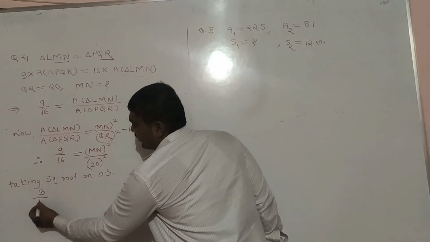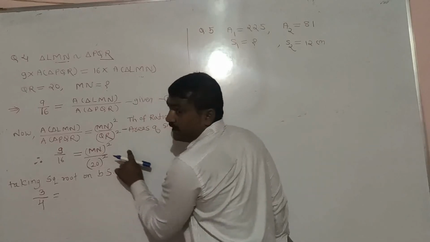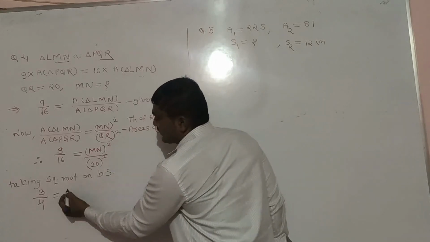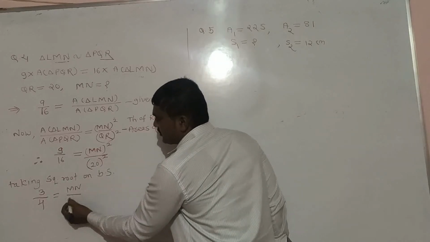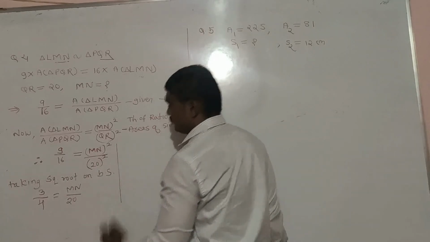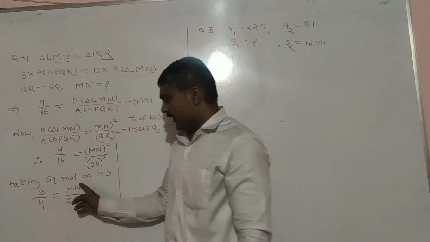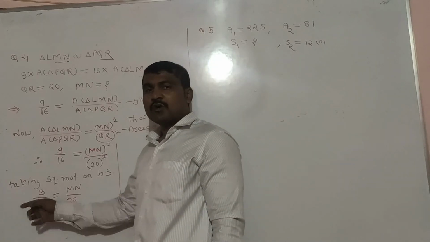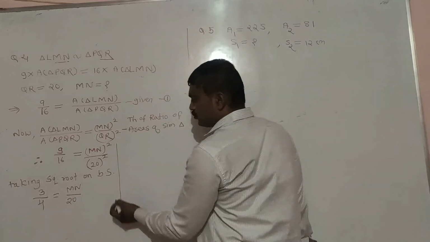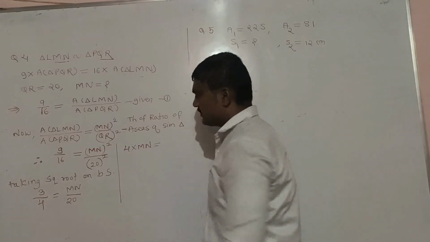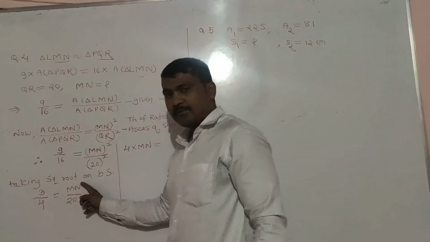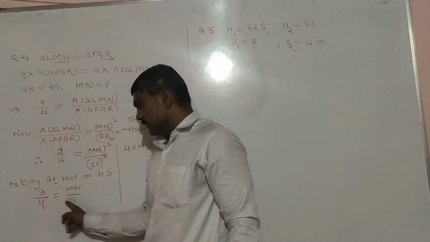Square root of 16 is 4. By taking square root, the square root gets cancelled. So MEN only. Square root gets cancelled. So 20 only. Understood? So by cross multiplication we can solve this remaining problem. So we can write 4 multiplied by MEN. Cross multiplication: 4 multiplied by MEN should be equal to 3 multiplied by 20.